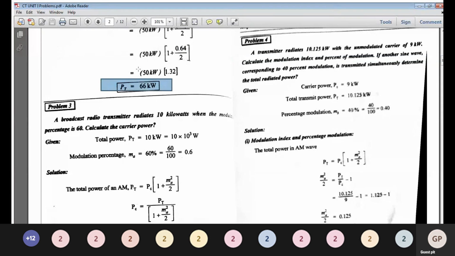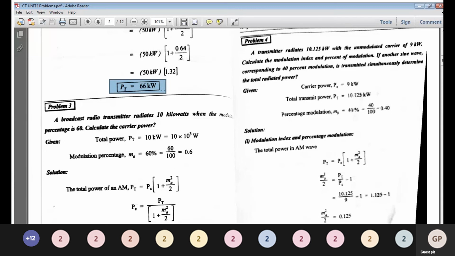So if you look at the answer, before modulation, the power is less, 50 kilowatts only. Before modulation, the carrier power is always less. After modulation, definitely the power will be increased. That excess power is needed. That is a drawback of the modulation.